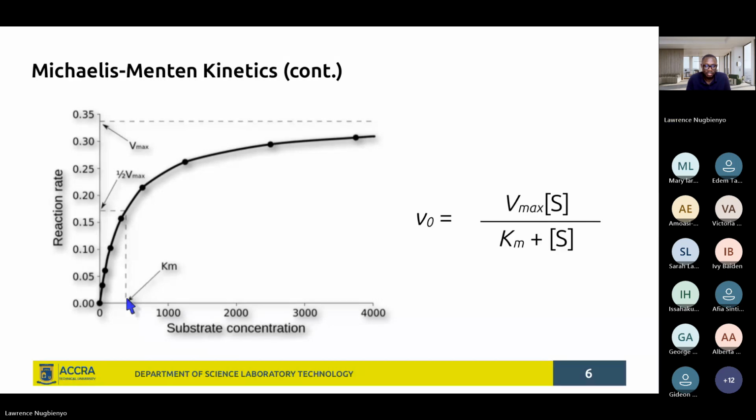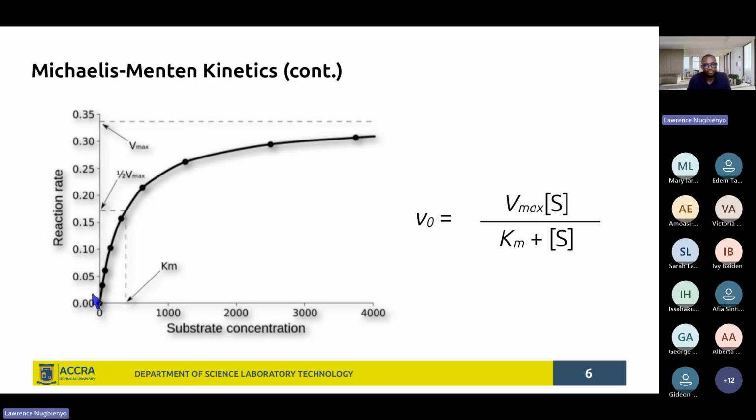And that concentration of the substrate at which you reach half of the maximum of the rate of reaction is what is referred to as the Michaelis-Menten constant. Now, this value is significant in the sense that it shows the affinity of an enzyme to a substrate.